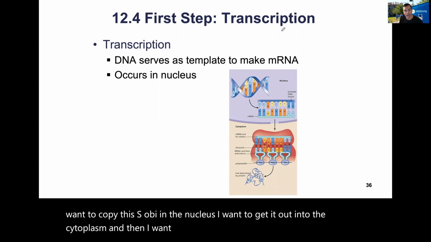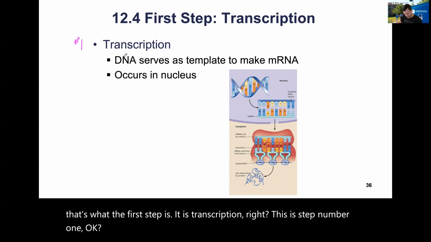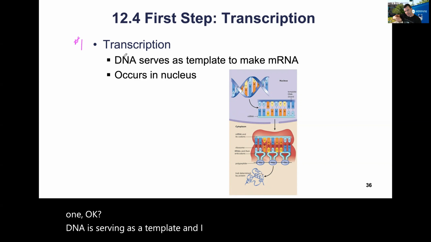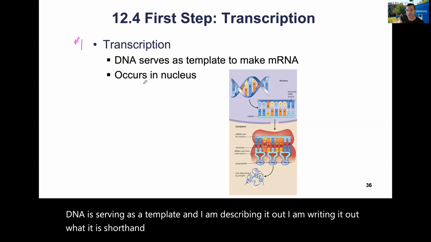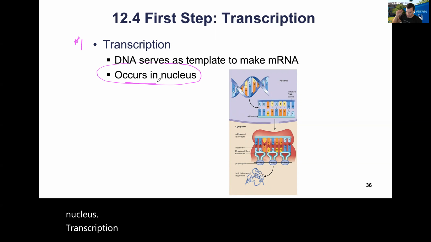So we've got to make a copy. And that's what the first step is. It is transcription, all right? This is step number one, okay? DNA is serving as a template, and I am scribing it out. I am writing out what it is, shorthand, in mRNA. Where does this occur? It occurs in the nucleus, okay? Transcription occurs within the nucleus.